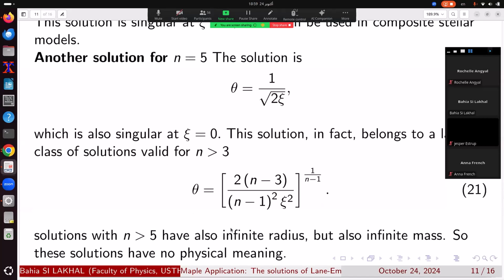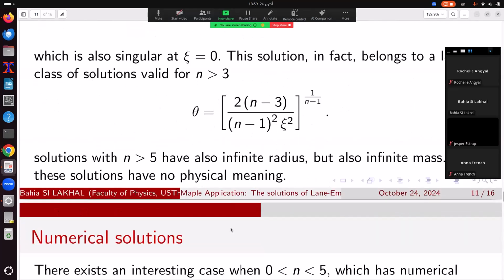The solutions with polytropic indices greater than 5 have infinite radius and also infinite mass. So the solutions with n greater than 5 have no physical meaning. So it's not interesting to study them.